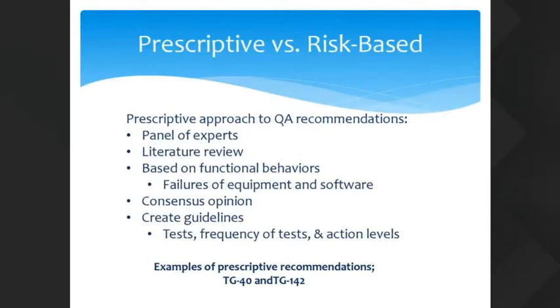So as I said, prescriptive approaches usually will have a panel of experts. They'll review the literature. Primarily, their results are based on functional behaviors. Their recommendations are based on functional behaviors, failures of equipment or software. There's some consensus of opinion within the task group. And then guidelines are created that specifically give the tests, the frequency of tests, and action levels that are necessary or recommended.